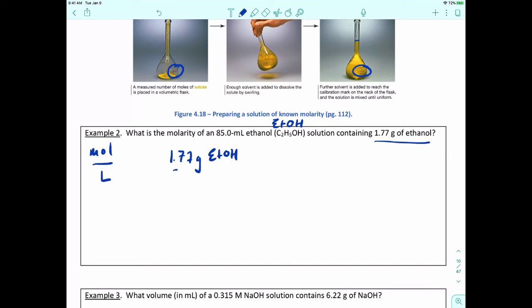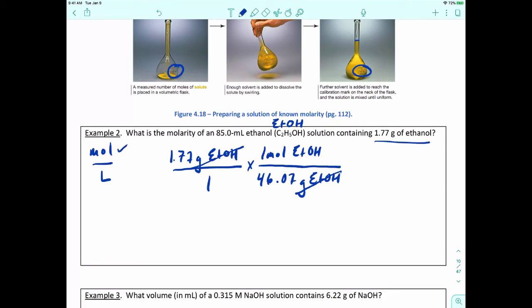Divided by, and I'm going to put that over 1 so that way we can keep things neat and tidy. The next step is that we convert grams to moles. So it's 1 mole of ethanol, EtOH, over the molar mass, which is 46.07 grams of ethanol. So grams of ethanol cancel out. We're in moles of ethanol. So we have part of the definition done.